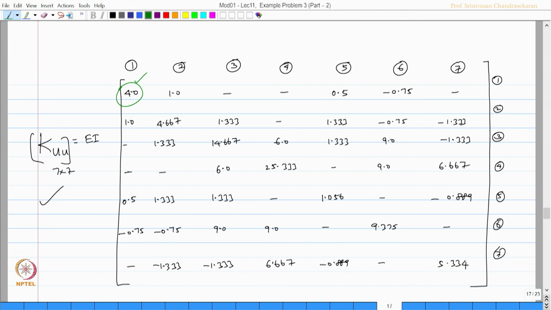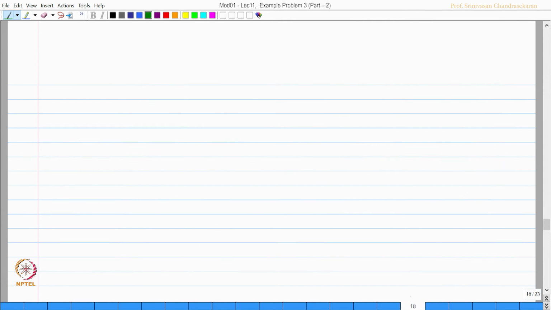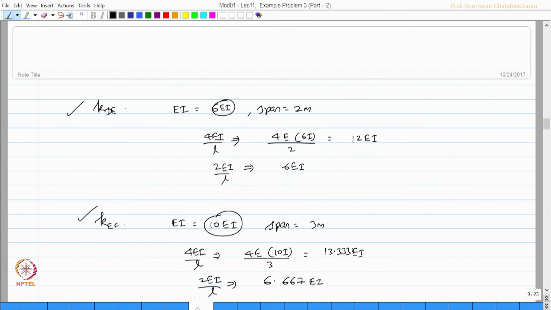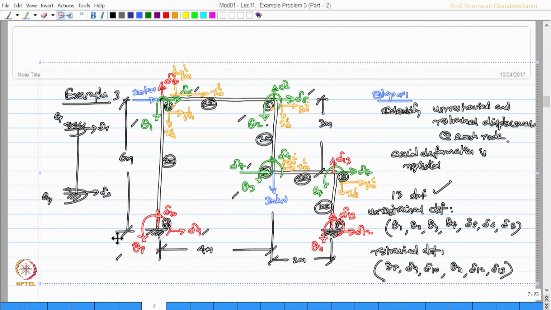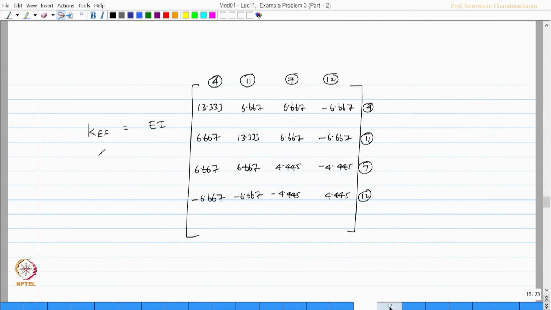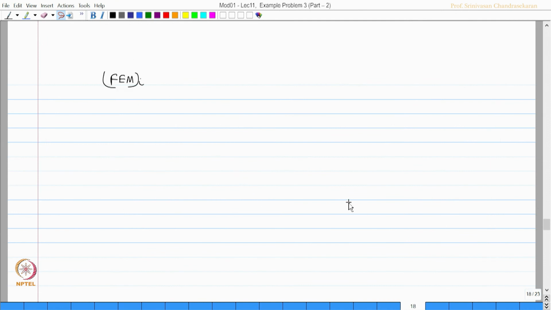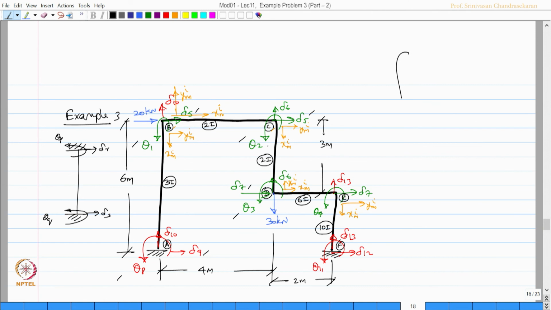Once I get KUU, then I have to go for the fixed end moments, okay, of all the members. Let us look at the loading diagram of this problem. The members do not have any load, only the loads are the joints. So I can directly write the joint loads directly. Let us copy this figure, okay. Let us copy this and put it here.